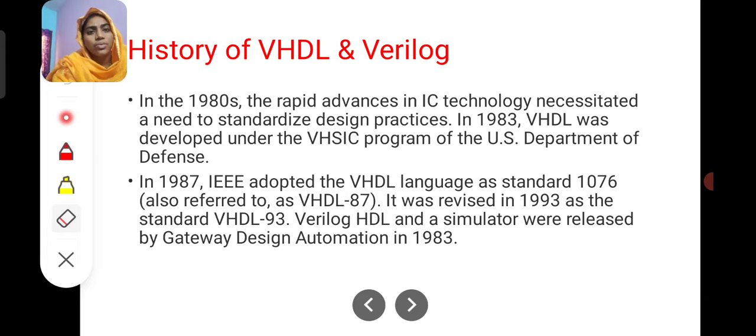So this is the history of VHDL and Verilog. In the 1980s, IEEE developed VHDL. In 1987, IEEE adopted the VHDL language as standard 1076. It was revised in 1993 as the standard VHDL 93, so there are some modifications in VHDL 93 compared to VHDL 87. Verilog HDL and a simulator were released by Gateway Design Automation in 1983.